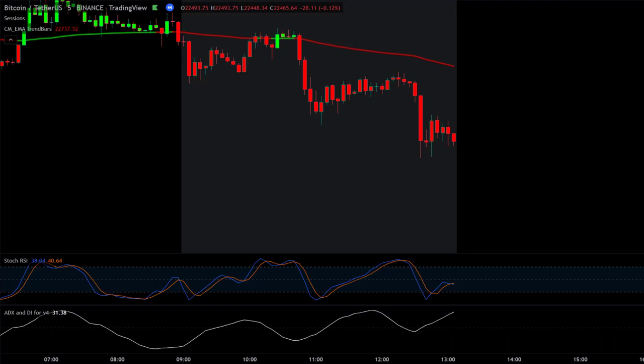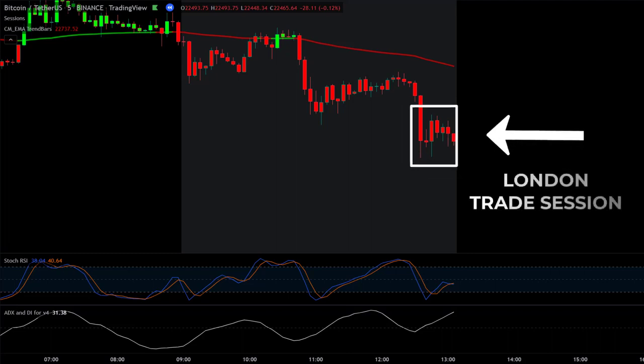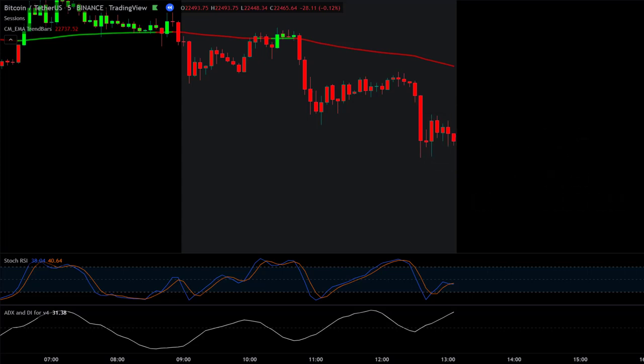First, let's look at Rule 1. We want to make sure we are trading during the London session. We see that the price is moving in the gray area, so this is the case. Now, Rule 2 for a selling position is that we want to see the price below the CM-EMA line, or in other words, the candles must be red. This is also the case.